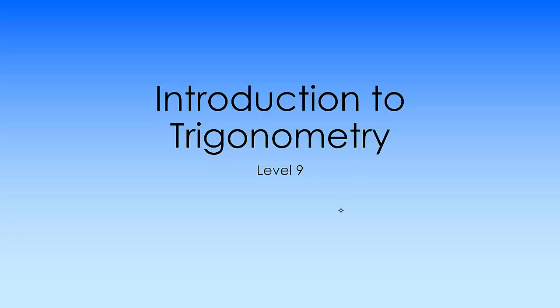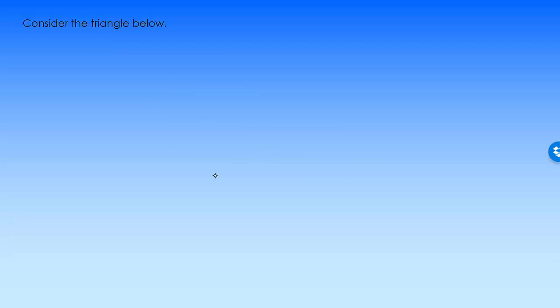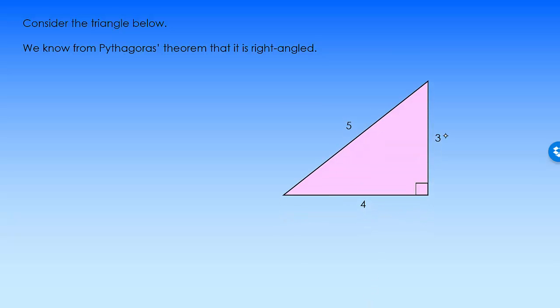Introduction to Trigonometry. Consider the triangle below. We know from Pythagoras' theorem that it's right-angled. So it's a 3, 4, 5 triangle. We know that this satisfies Pythagoras' theorem and therefore it's right-angled.